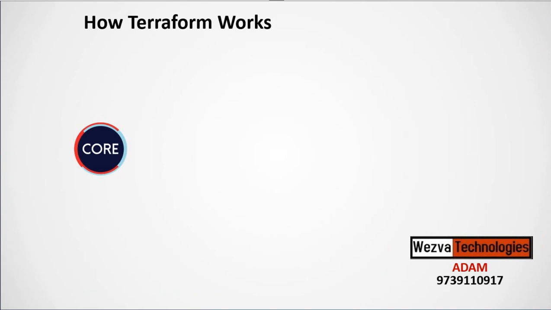Now, how does it exactly work if you are trying to look at the architecture? All you need is one single machine on which you are going to install Terraform. We generally call it Terraform core. So when you install Terraform on one machine, you get something called Terraform core.